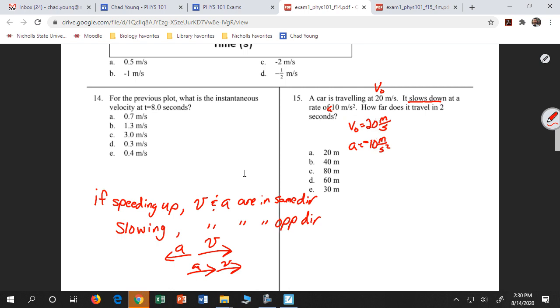That doesn't mean that slowing down is always negative. Because if the velocity was negative, that would mean that the acceleration would be positive. That would be slowing down. And we'll encounter that in other problems. And then I want to know how far does it travel. I want to know what is x. And I want to know the time in 2 seconds.